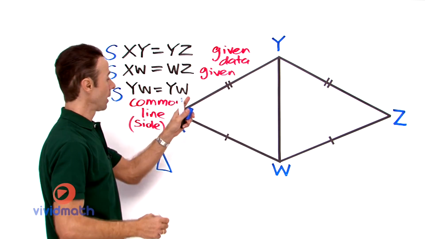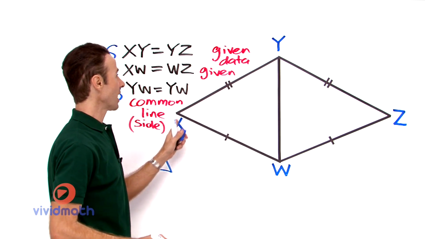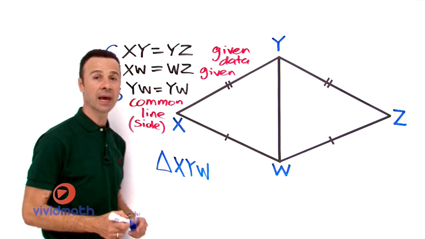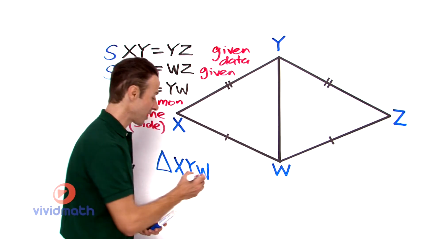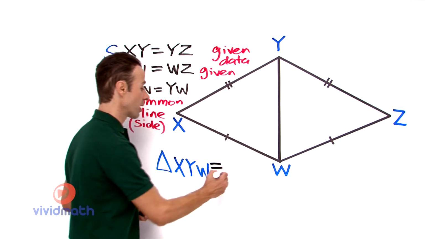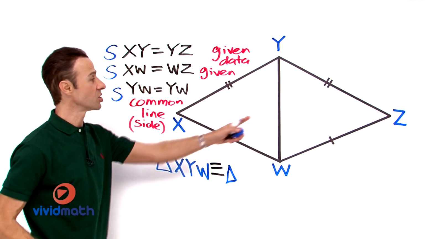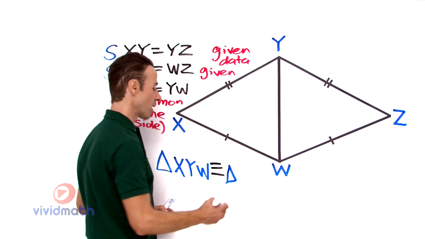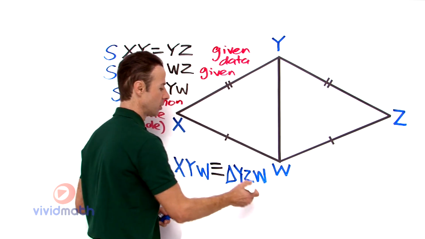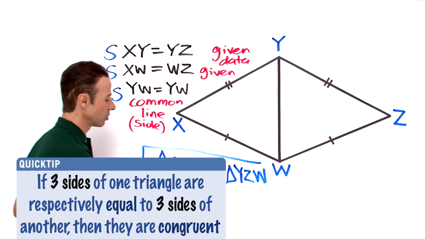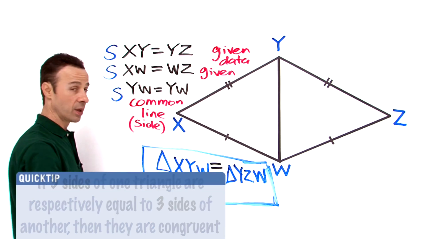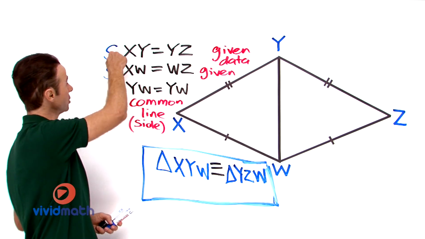Triangle, we have here the first one, which is XYW. XYW is congruent. Now, how do we write down congruence? We have three horizontal lines. One, two, three. There we go. That means XYW is congruent to triangle, and that's this triangle right over there, that's YZW. So those two are congruent because we have the three elements of proof, and that is side, side, side.